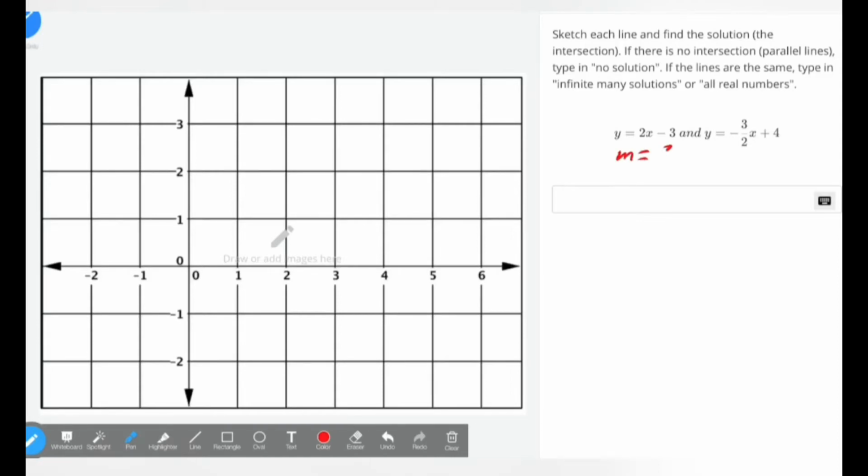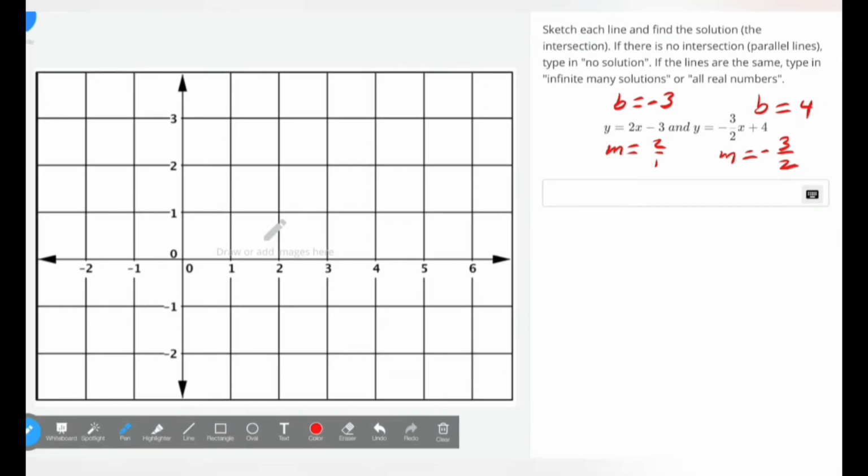M, that's 2 over 1, and B is negative 3. Okay? M, that's negative 3 over 2, and B, that's 4. Alright? So we have two different lines.